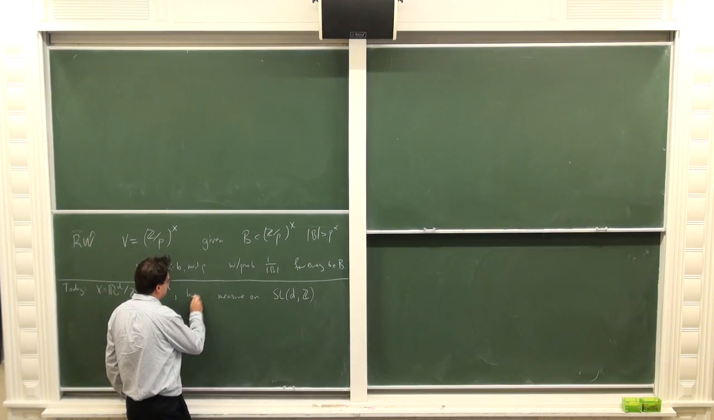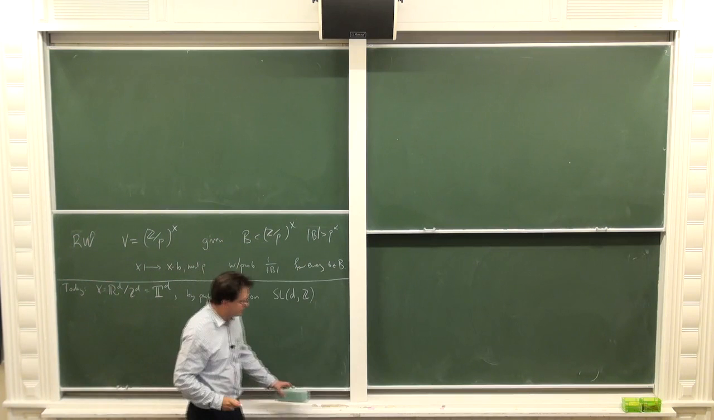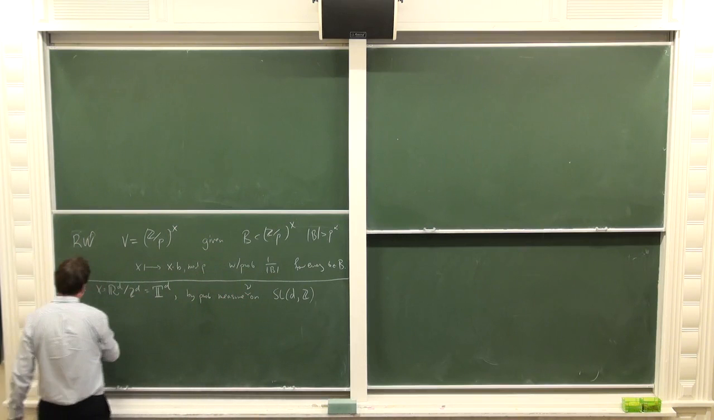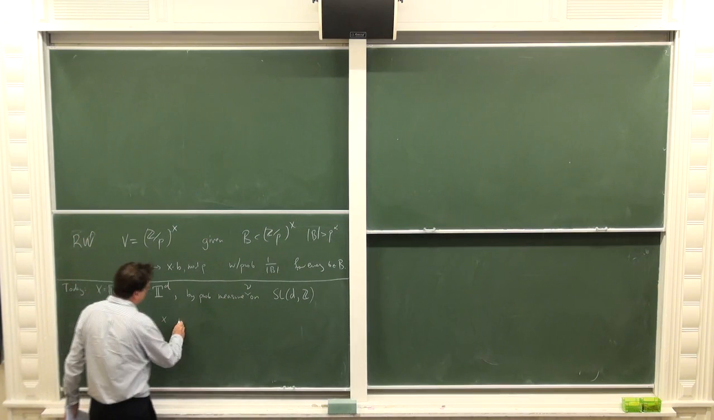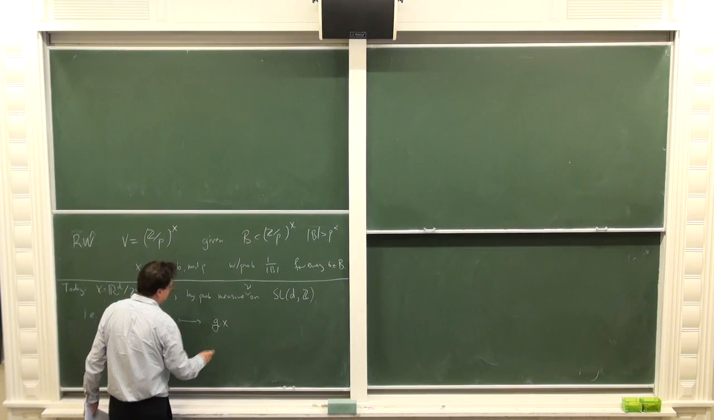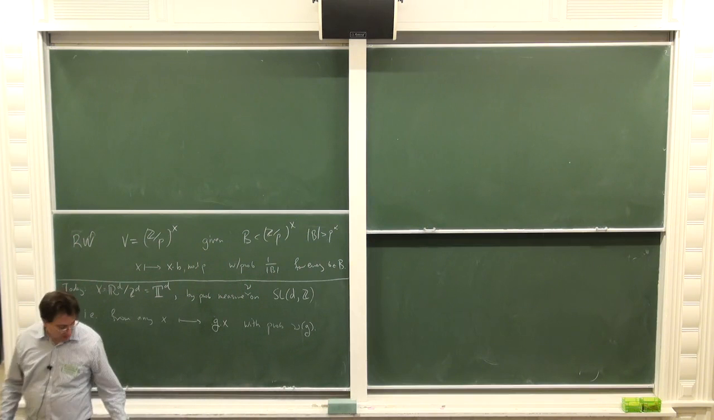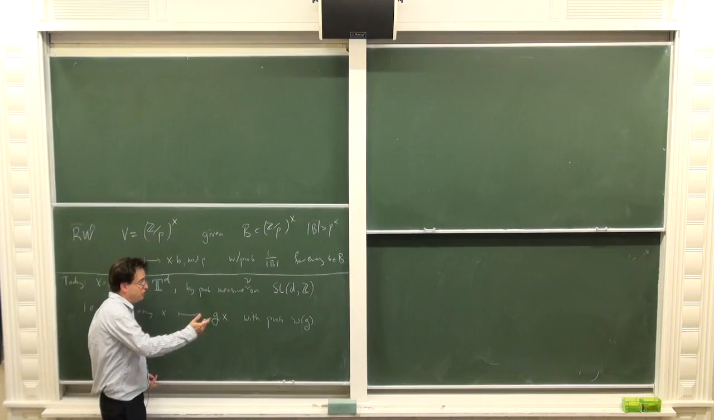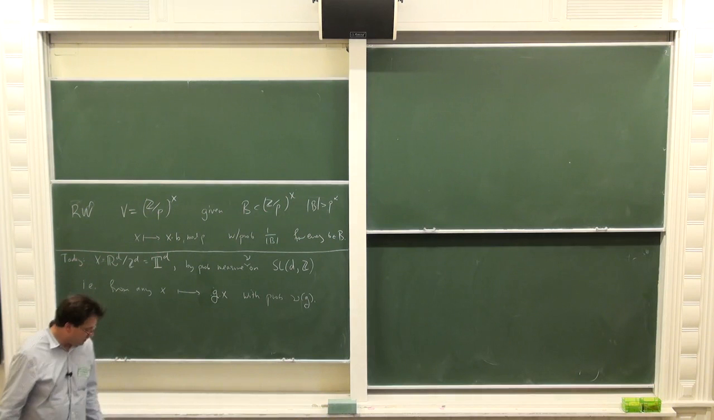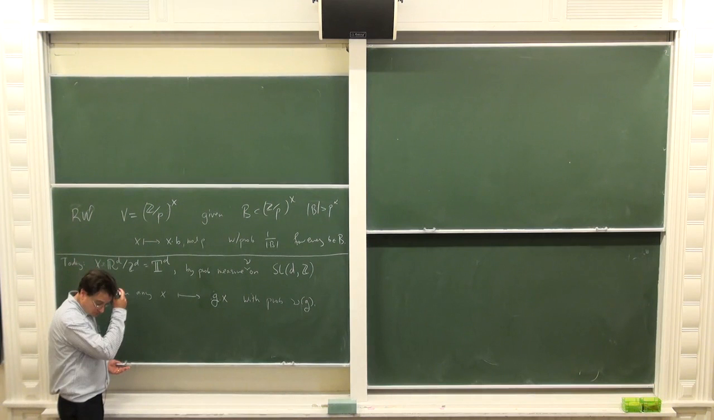Let me emphasize that. Let's give it a name, nu on SL_d(Z), by which I mean that from any x I go to gx with probability nu of g. Now this is a countable set, right? So a probability measure is given by the weights I give to every atom. It's not particularly bad to think of this probability measure as being finitely supported. That is an interesting case.